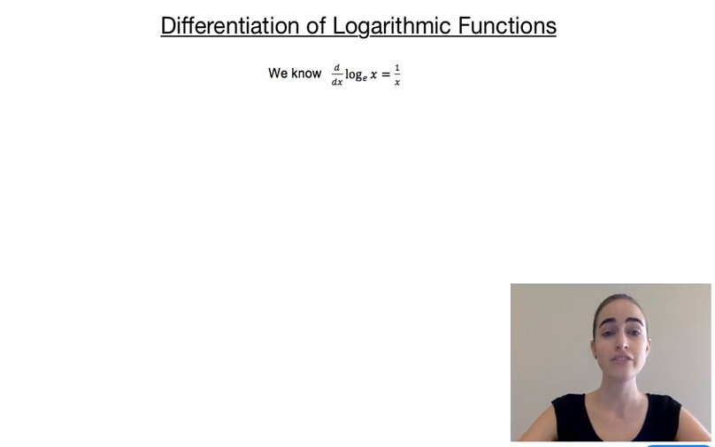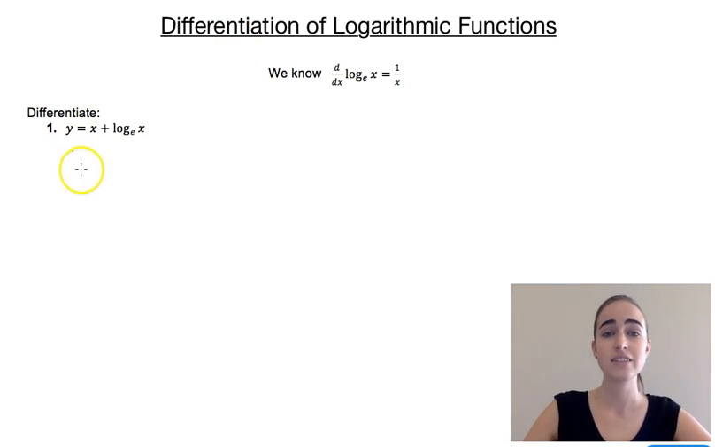In this video, I want to have a look at differentiation of logarithmic functions. So we know that the derivative of log to the base e of x equals 1 over x. This we established in our last video. So let's have a look at how we can differentiate some more complex equations or functions involving logarithms.